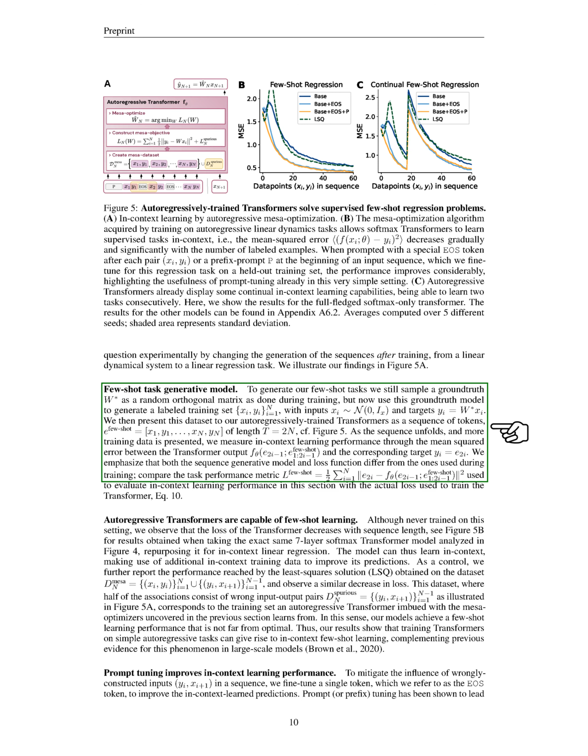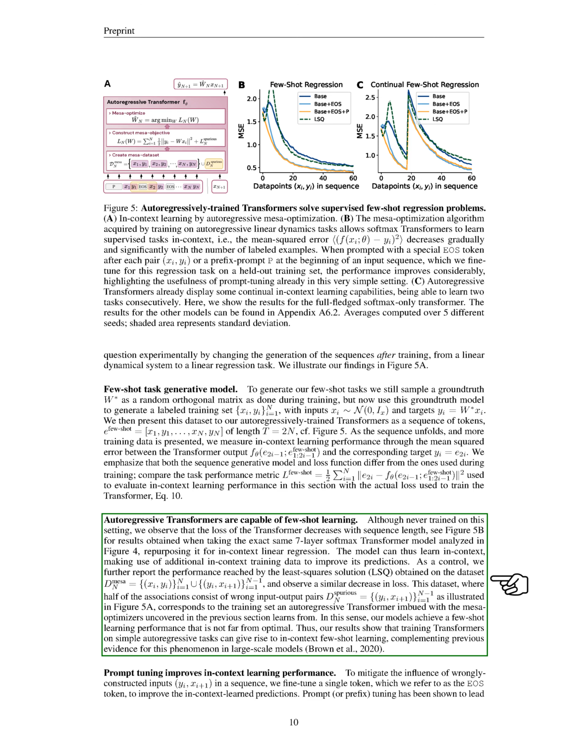It's important to note that both the sequence generative model and loss function are different from the ones used during training. Despite this, we found that the transformers were capable of few-shot learning. Even though they were never trained in this setting, we observed that the transformer's loss decreased with sequence length. This indicates that the model can learn in context, using additional in-context training data to improve its predictions.